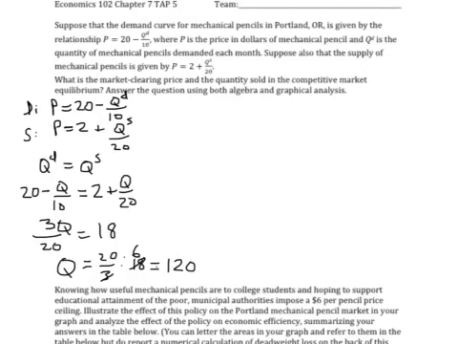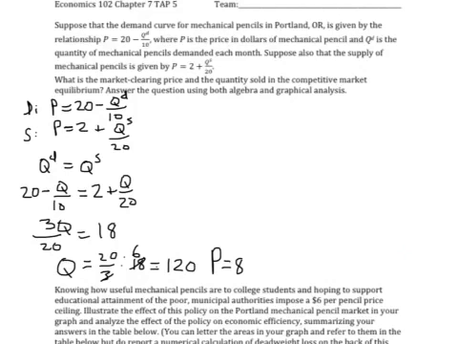Anyway, when you plug Q equals 120 in, let's just plug it into the supply curve. P equals 2 plus 120 divided by 20. 120 divided by 20 is, of course, 6. 2 plus 6 is 8. P is equal to 8. And I'll leave you to plug Q equals 120 into the demand curve and make sure you get the same number.